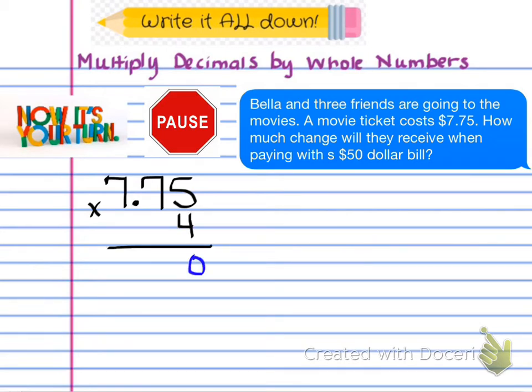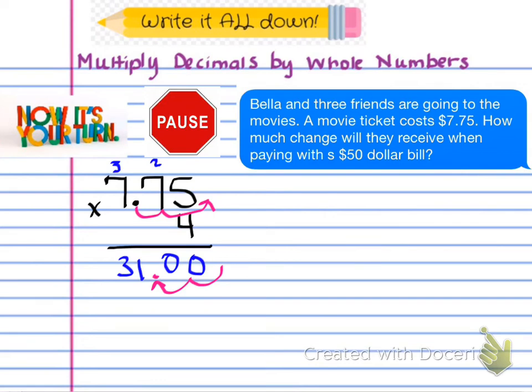So you get 5 times 4 is 20. You want to carry the 2. 7 times 4 is 28, 29, 30. Carry the 3. And then 7 times 4 is 28, 29, 30, 31. Okay, so now you're going to swoop, swoop, 2 spaces, and swoop, swoop, 2 spaces.